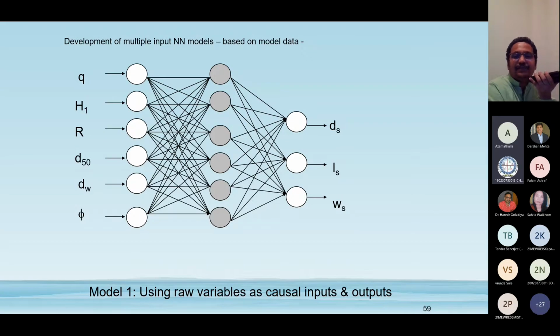Recently I attended a Hydrobid software session. They are showing another thing, but I still believe in this kind of work. Okay, this is the unsuccessful one that many researchers use: raw variables, model one. Okay, next please.